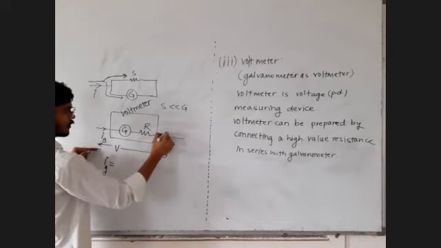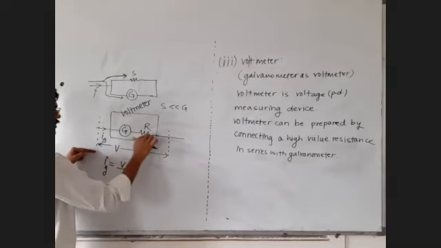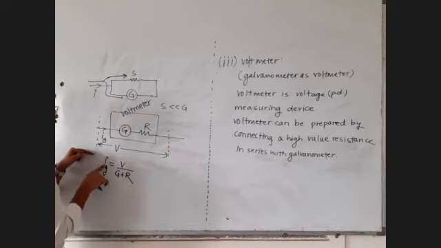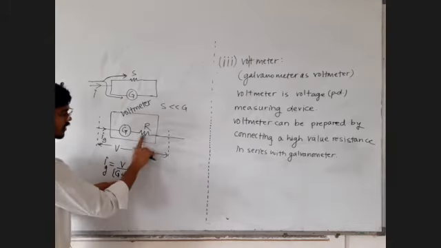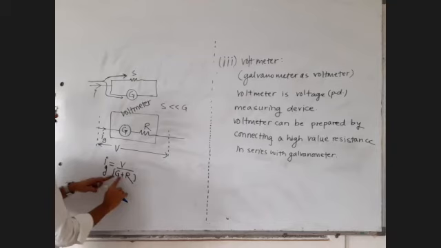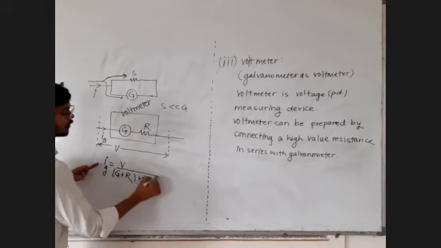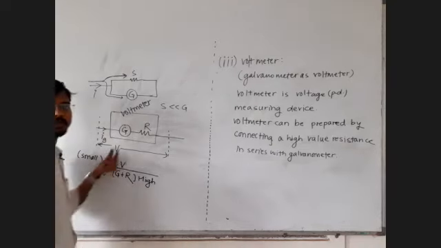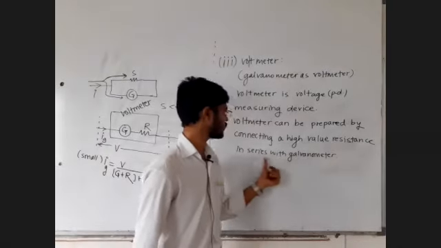This total potential difference V divided by total resistance, which will be equal to G plus R, will give you Ig. As you have increased the total resistance by connecting the high value resistance in series with the galvanometer, the denominator is high, and therefore this value will be small. In this way you protect the galvanometer again. So you have to connect a high value resistance in series with the galvanometer.